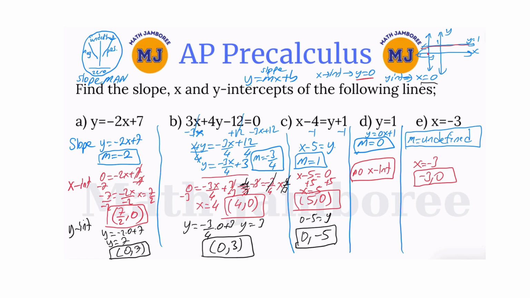And we'll continue with this y-intercept. This line is intersecting with the y-axis exactly on 1. So the point is (0, 1). And for this, x equals -3 is parallel to the y-axis, and it will never intersect with the y-axis. That's why there is no y-intercept.